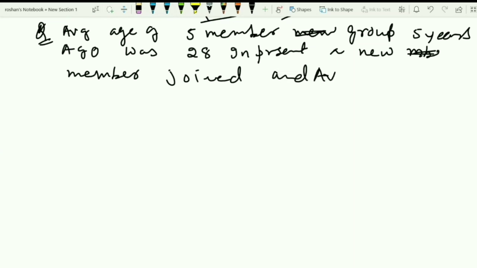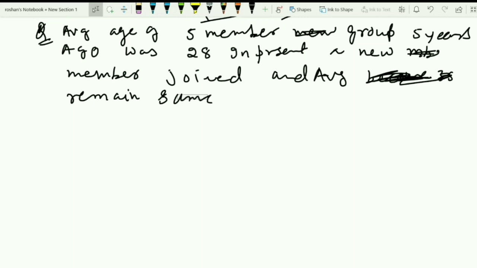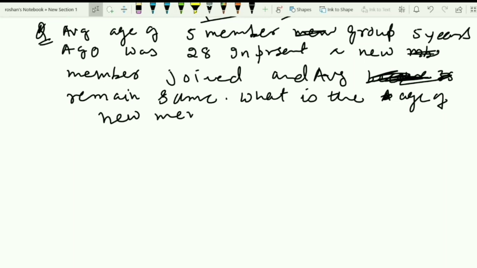And average become. Let's say average become, how much is the average? Let average become 35. Or, let me give you another one: average remain same. Means there is no increase in the average. So what I'm trying to ask is, what is the age of the new member?